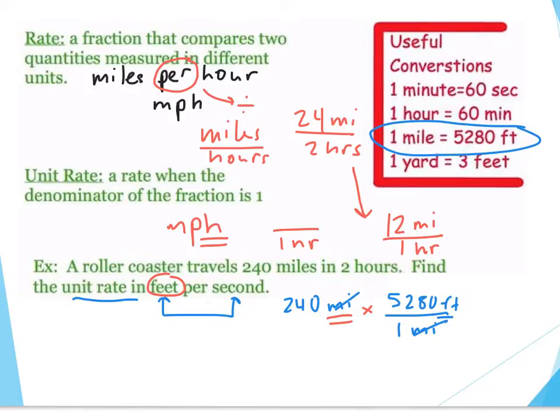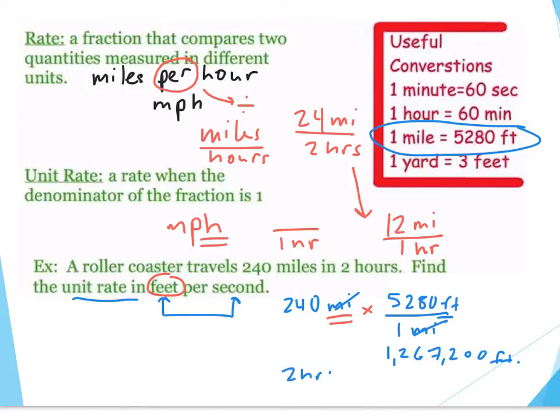So if you plug that into your calculator, punch those numbers, you should get 1,267,200 feet. That is a whole lot of feet, but that's okay. So that's how many feet the roller coaster travels in 2 hours. Now, notice again the other thing I give you here is that it's 2 hours.